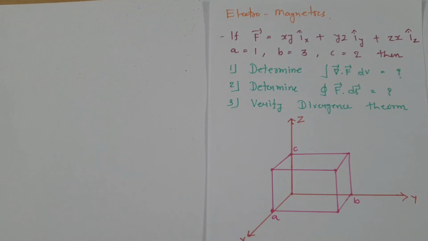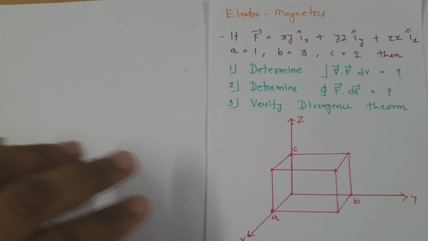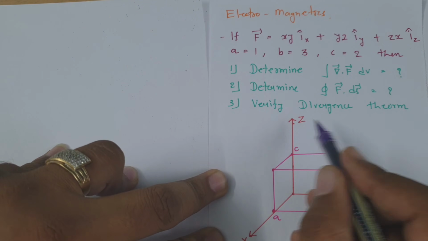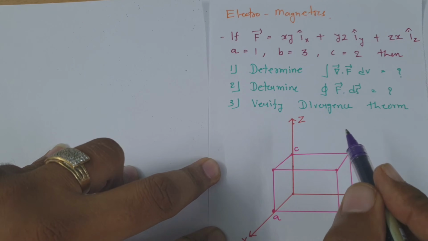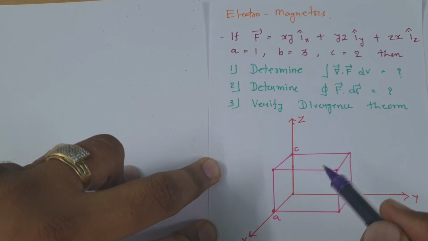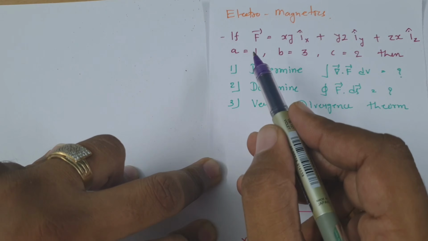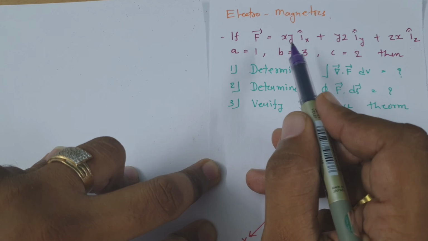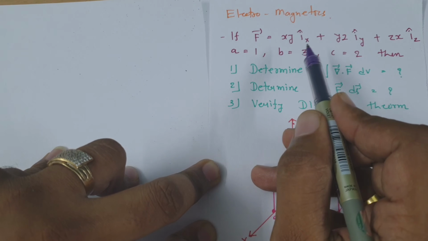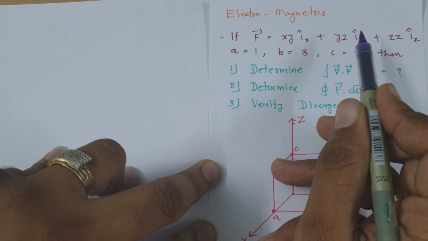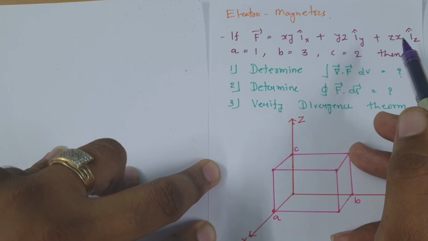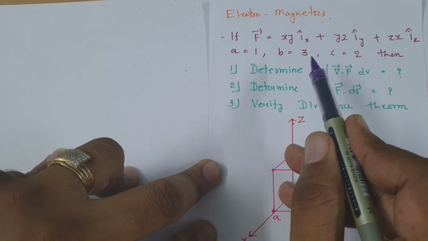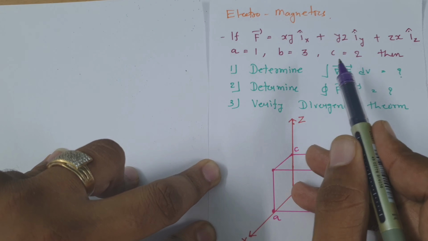Welcome to the Electromagnetics playlist. In this session, I'll explain an example based on the divergence theorem. This is the question where we have been given the function F, that is xy in the x direction plus yz in the y direction plus zx in the z direction, with a equal to 1, b equal to 3, and c equal to 2.